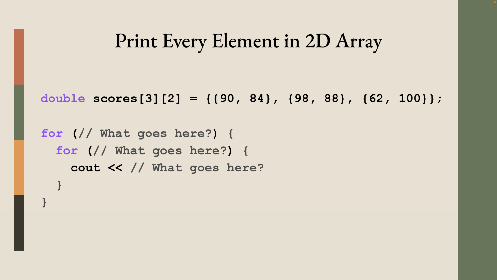Yeah. So that'd be your outer loop. That'll help us get each row. And then the inner loop, we need to get every column.